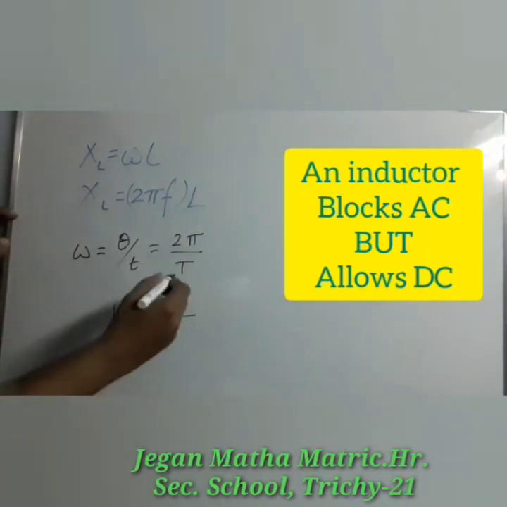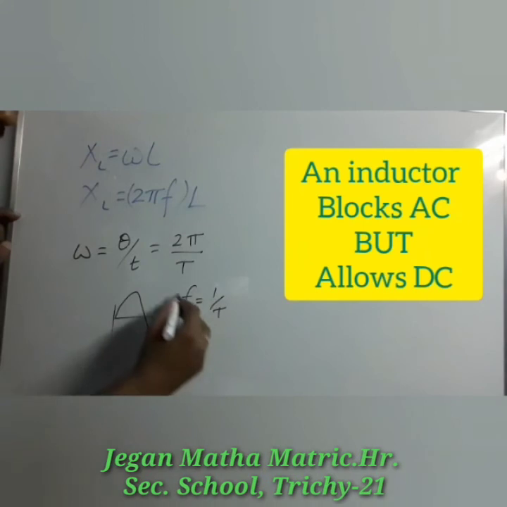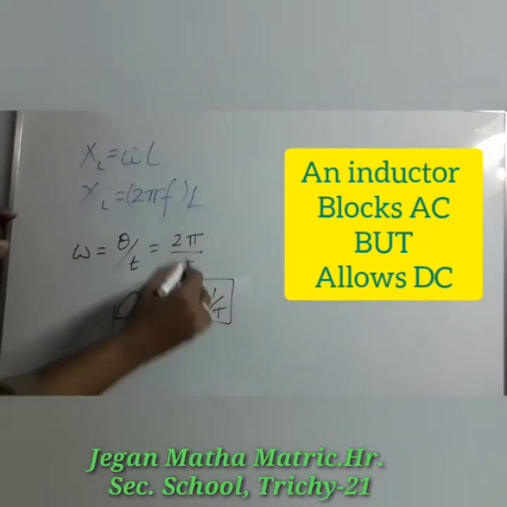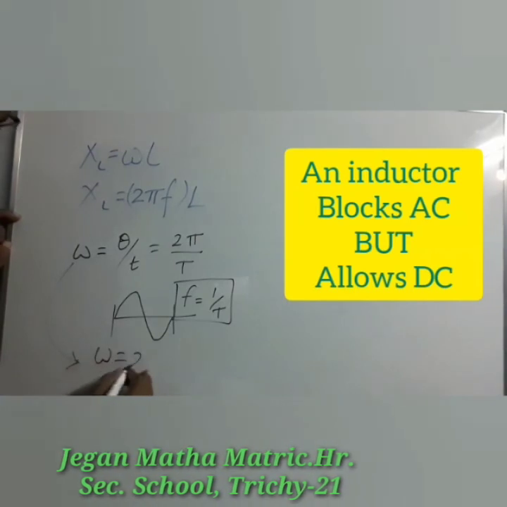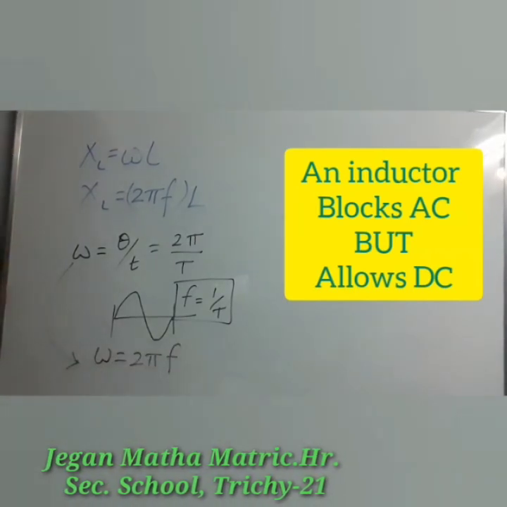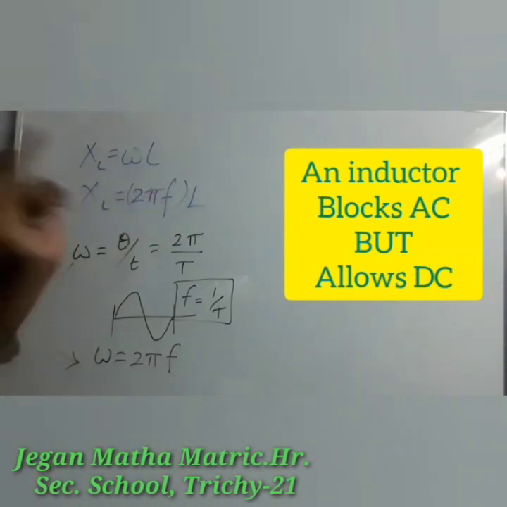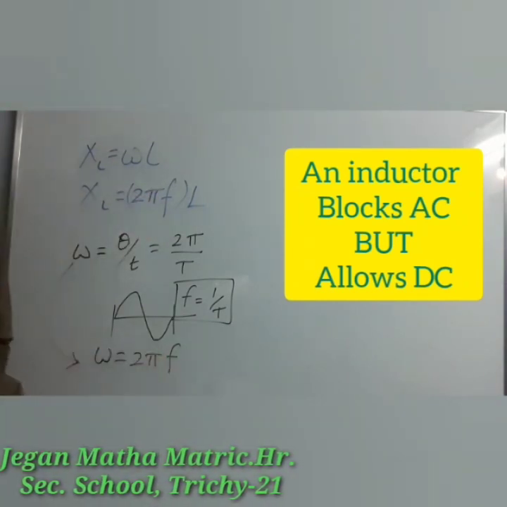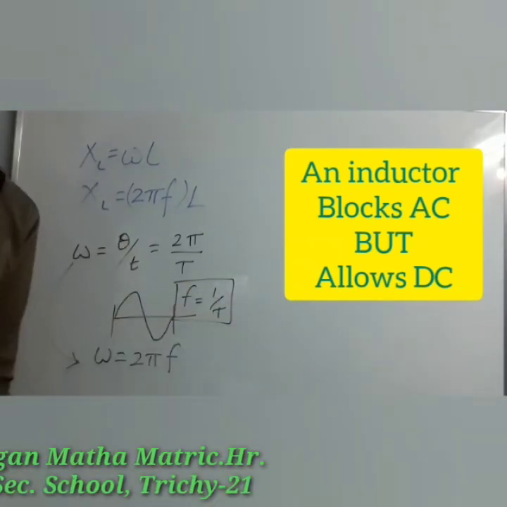What is the connection between frequency and the time period? f is equal to 1 by T. So instead of 2 pi by T, it can be written as omega is equal to 2 pi f. So that's why instead of omega, I have written 2 pi f. Here, f is the frequency of the alternating current. What do you mean by frequency? Number of vibrations in 1 second.